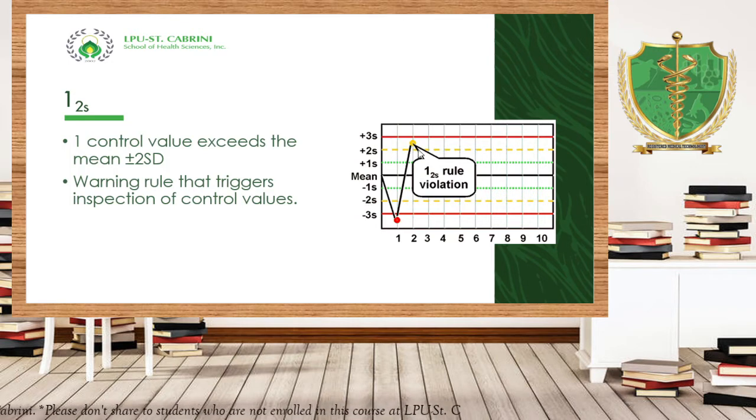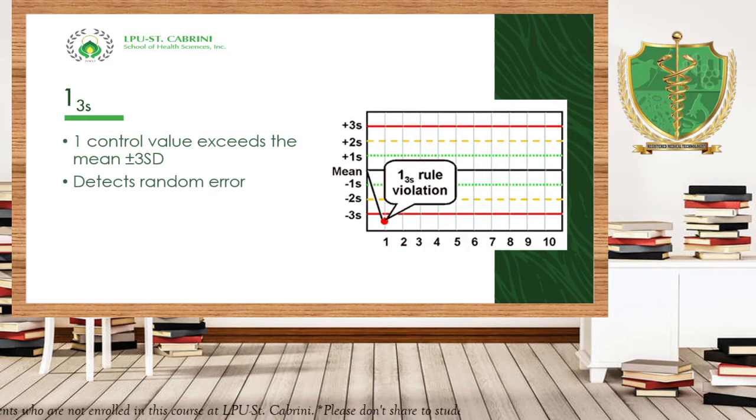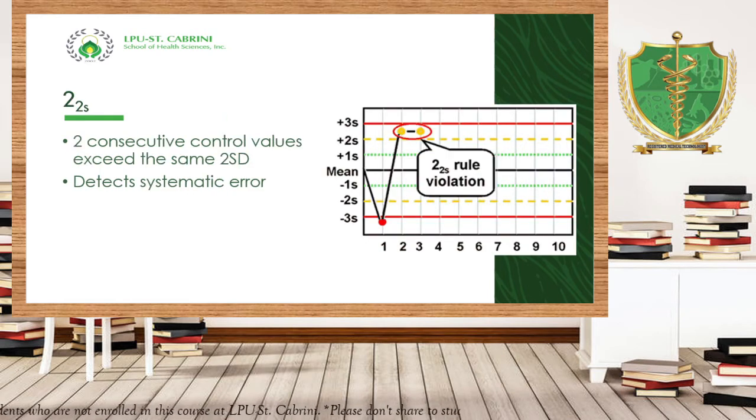If these things happen, then that is a warning rule that triggers the inspection of the control values. How about 1,3S? 1,3S is a result that exceeds the positive or negative 3SD. It should only be up to the 2SD, but your result is away or exceeds the 3SD already. Usually, 1,3S detects a random error. Random error will be discussed later.